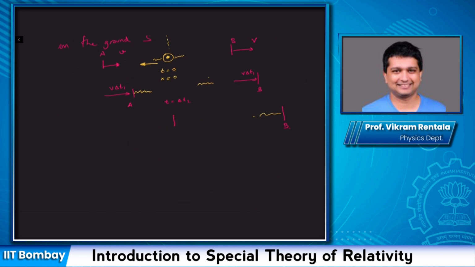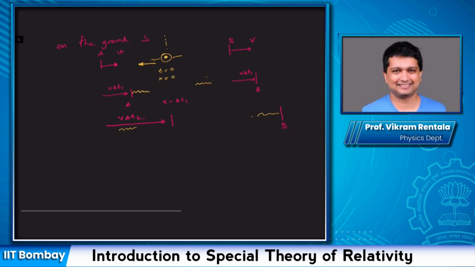So let's suppose this happens after a time delta T2, where A has moved ahead. The light signal has already been absorbed by A or crossed A. And this light signal, which was sent towards B, has just reached B at this point. Remember that the signal was sent from the location x is equal to 0. And the distance moved by B is V delta T2.